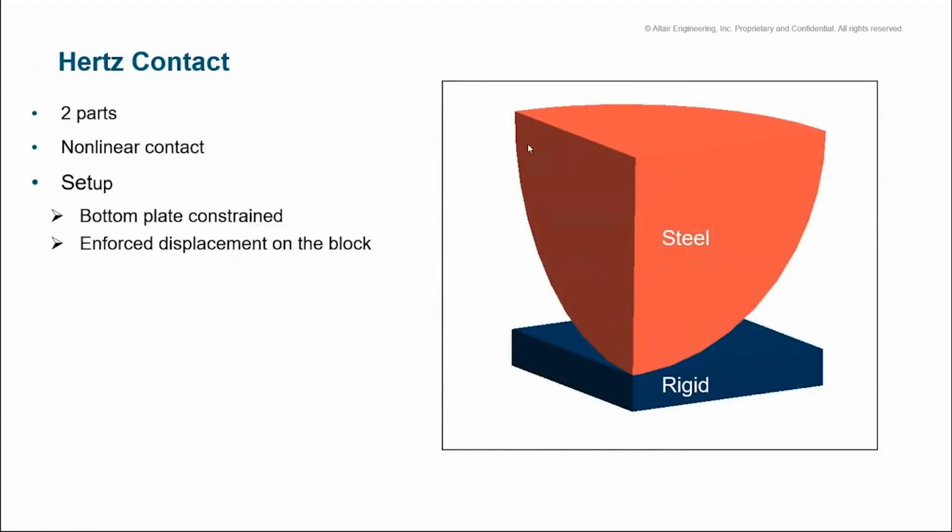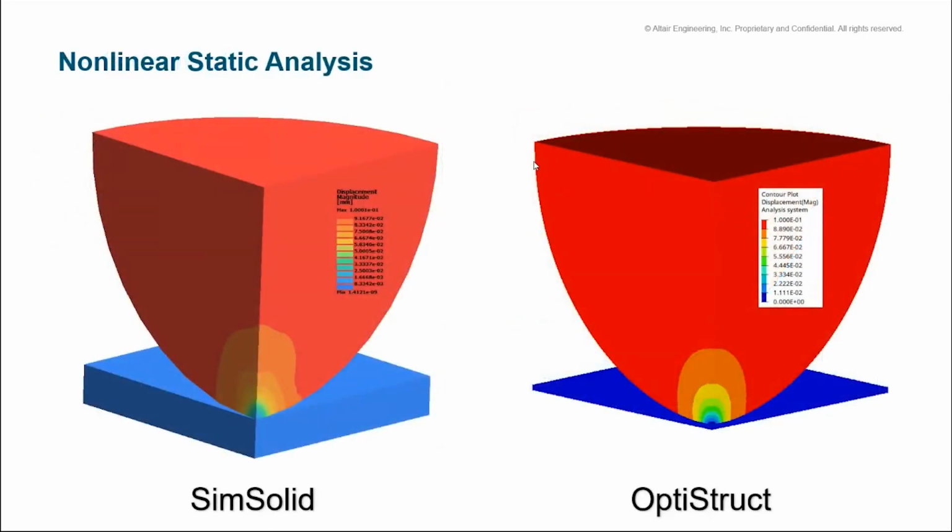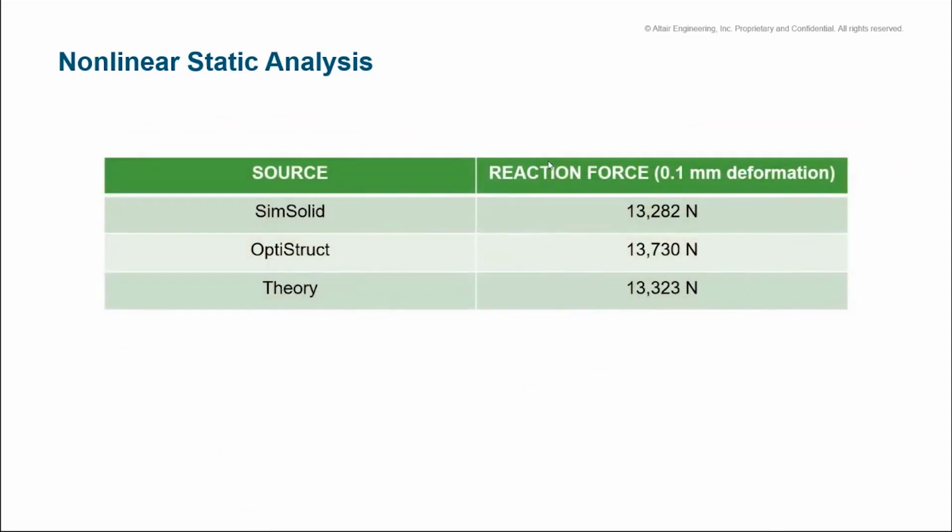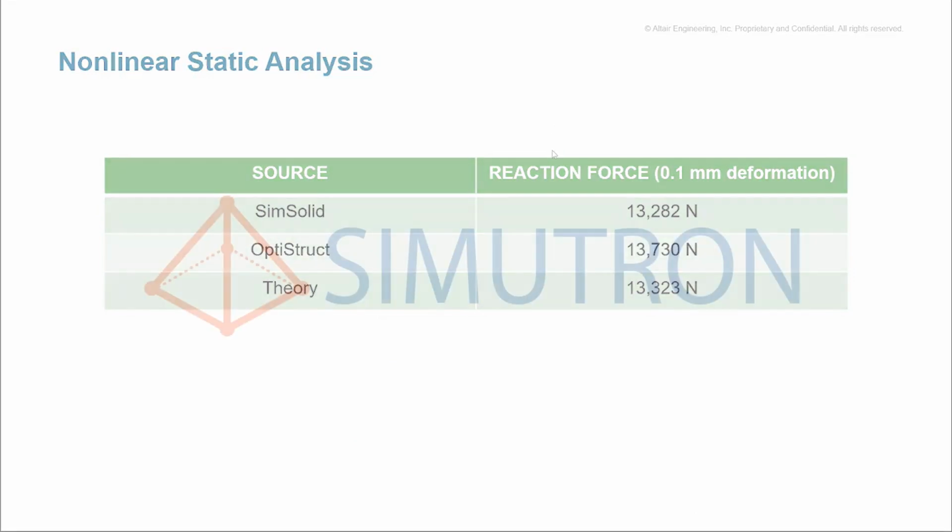And here you can see a complex model in terms of trying to calculate the Hertzian contact pressures. So this is a non-linear contact analysis, 2 parts. And again, there you can see SimSolid and OptiStruct validations with the output, the contour plot of the displacements showing excellent correlation. And you can see the output reaction forces for 0.1 millimeter of deformation.